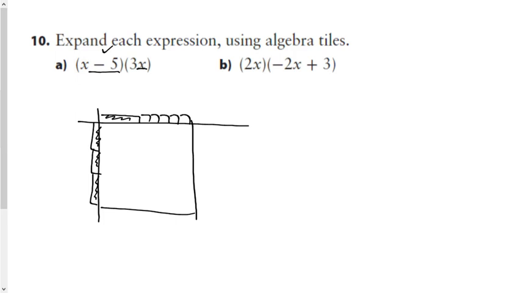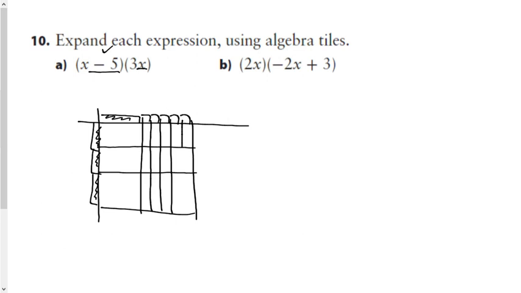Connect the dots. There's your area. Bring your line straight across to meet the other side. And there's your solution. These are positive x squareds because it's a positive times a positive. And those are all going to be negative x's because it's a negative times a positive. My solution is 3x squared minus 15x when I look inside the area.